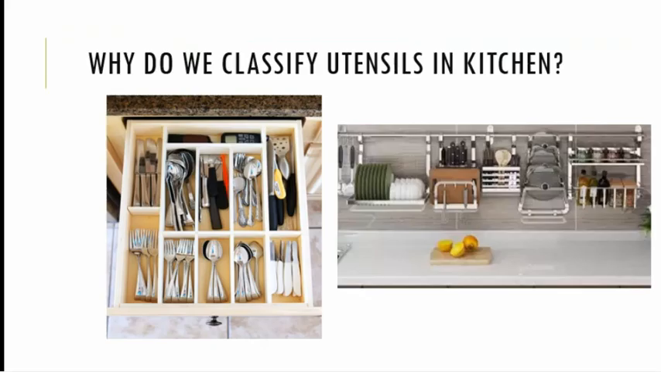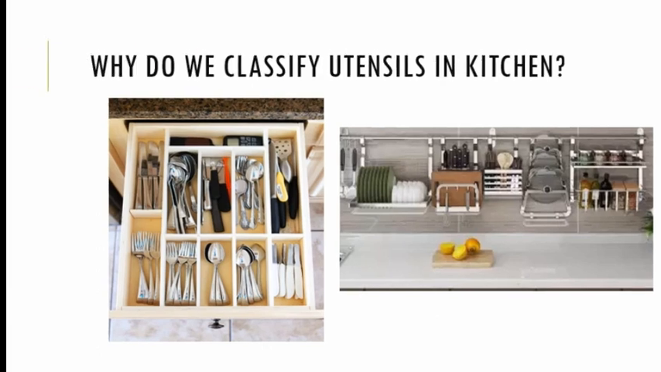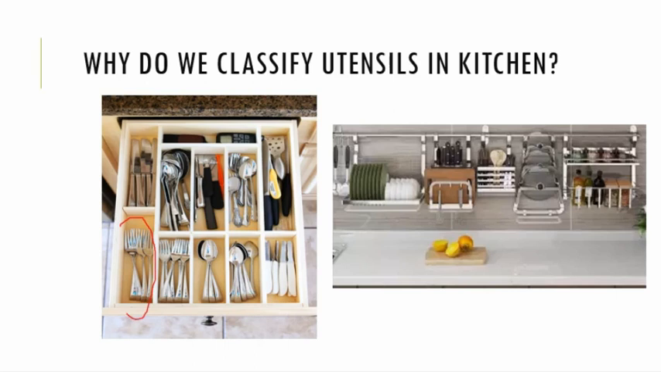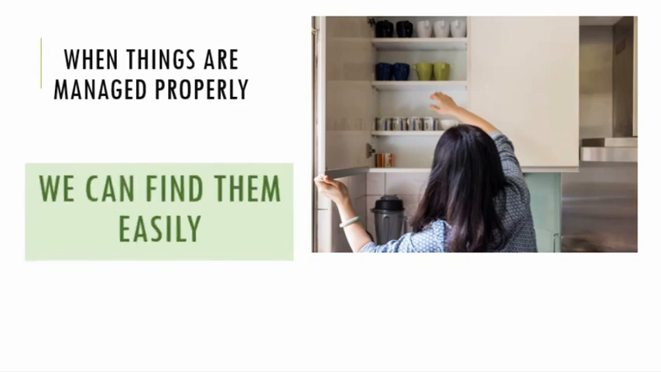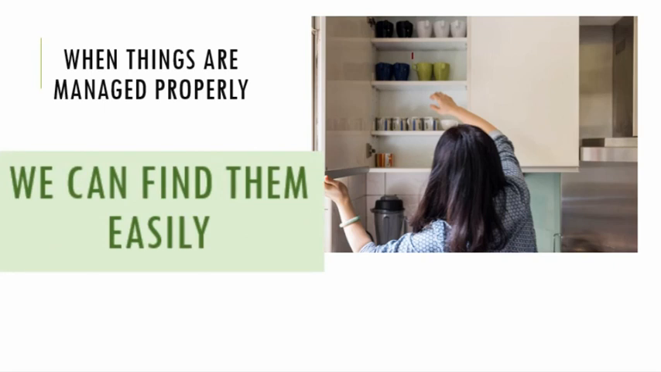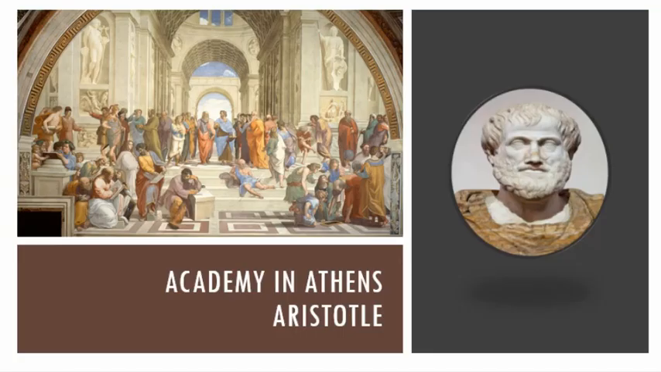Let's see here how kitchen utensils are classified according to the items. For example, forks are placed here, spoons over here, and knives here, plates all here, and so on. Now, when things are managed properly, we can find them very easily. For example, we are looking for cups. Here are cups. We can find them very easily. But today's topic is classification of insects.